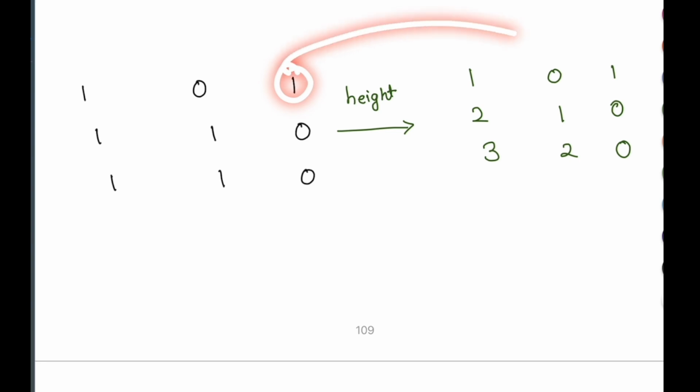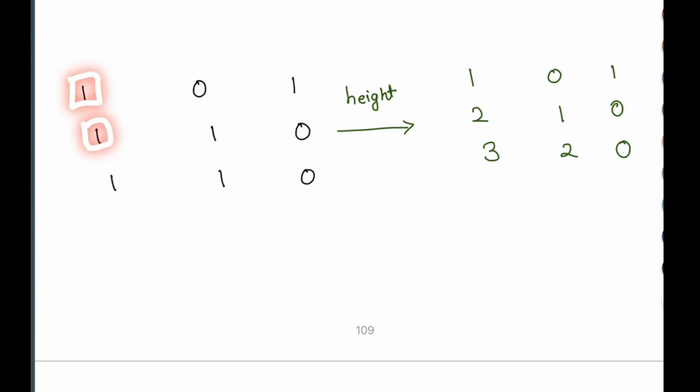The height of this element can be 1. It doesn't have any element above this. The height is 1. Now about this element, its height can be 2. This is 1, but above this we have 1, right? So its height can be 2. We are talking about the maximum potential here. So its height will be 2. For this element, the height can be 2, but this element is a 0. So we can say that the height is 1.